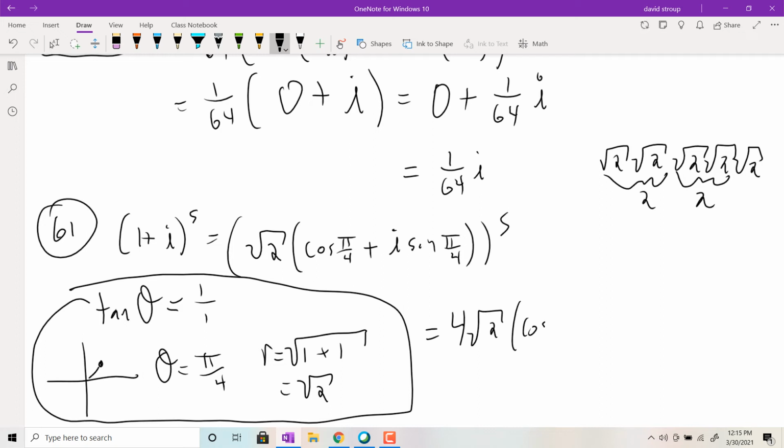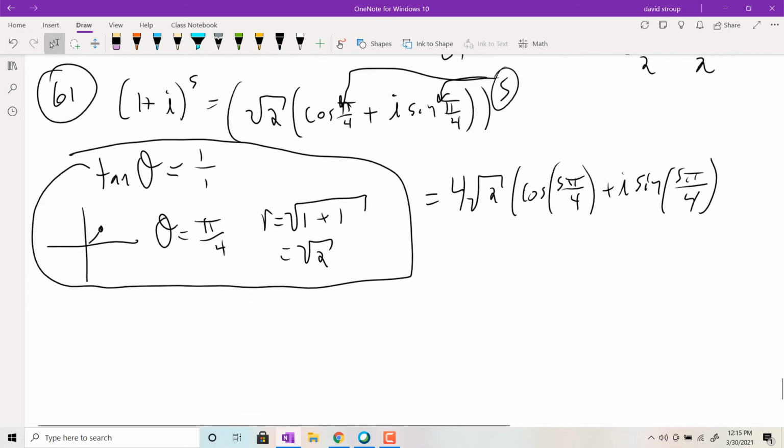And then we have cosine of 5, so you're just taking those 5s and multiplying them times the pi over 4s. 5 pi over 4 plus i sine of 5 pi over 4. And then we can evaluate those to get it back in the rectangular form if that's what's required.